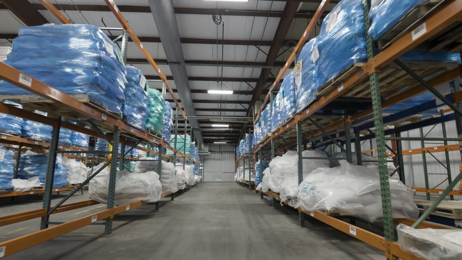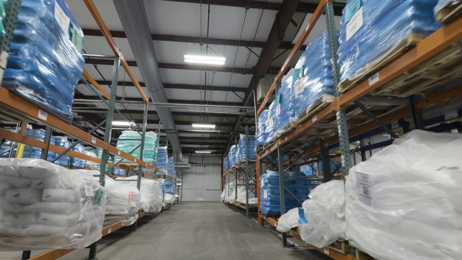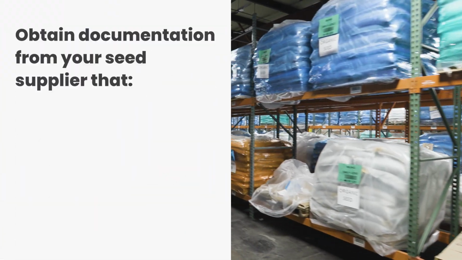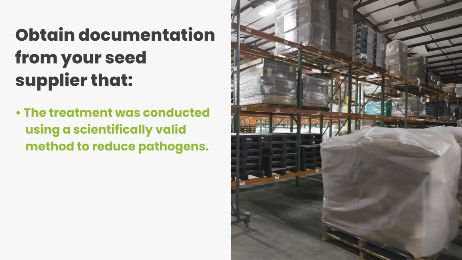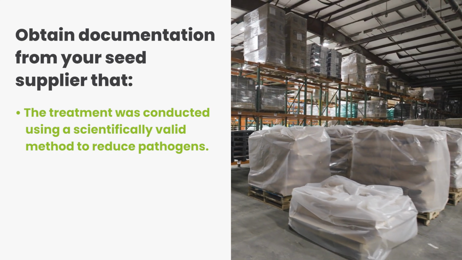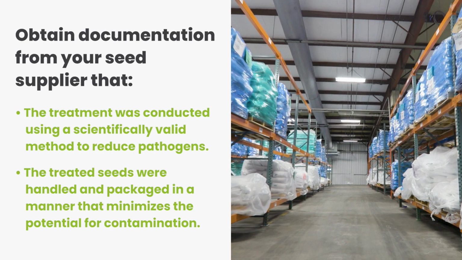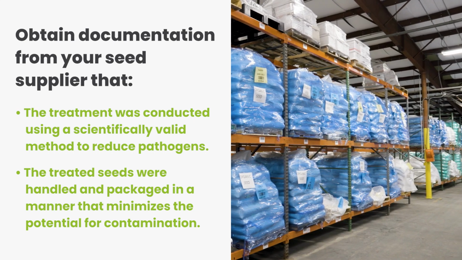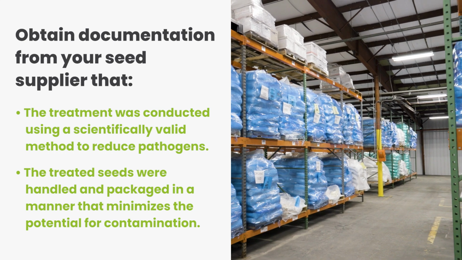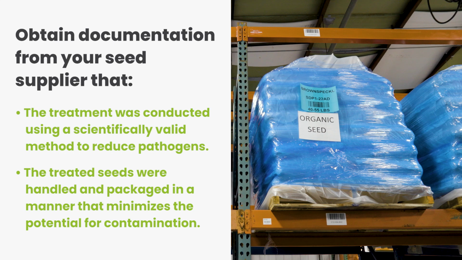If sprout growers choose to rely in whole or part on using pre-treated seeds, they must obtain documentation from the seed supplier, stating that the treatment was conducted using a scientifically valid method to reduce pathogens, and that the treated seeds were handled and packaged in a manner that minimized the potential for contamination. Pre-treated seeds should be stored at a clean and dry place, separate from untreated seed.